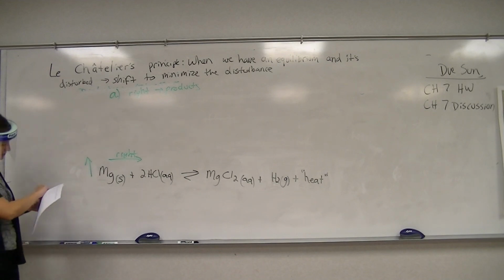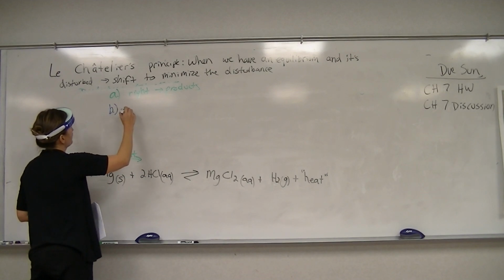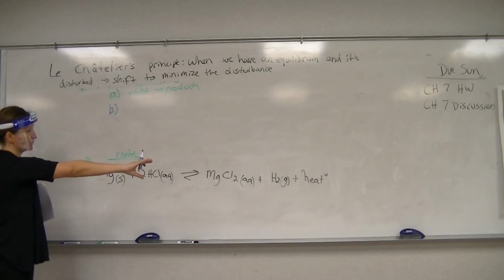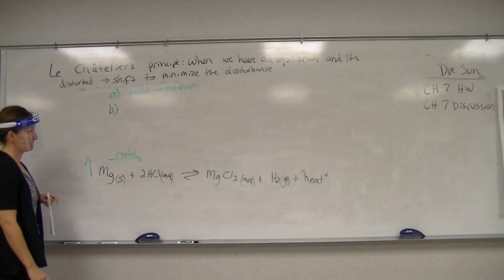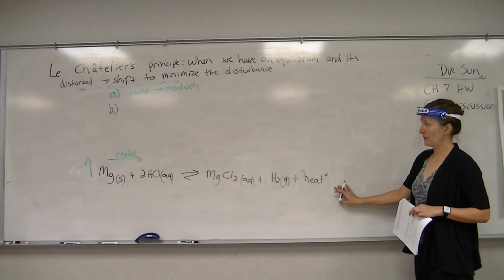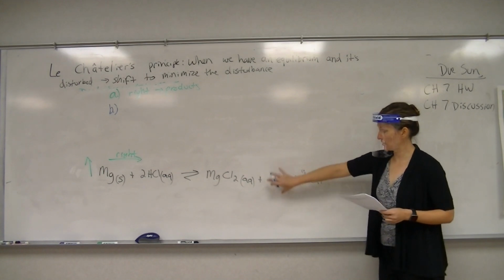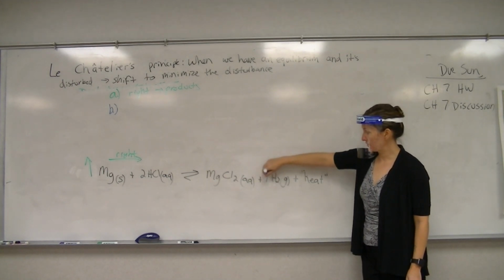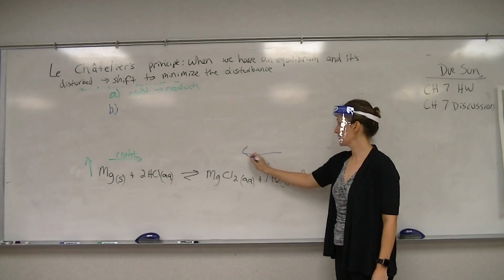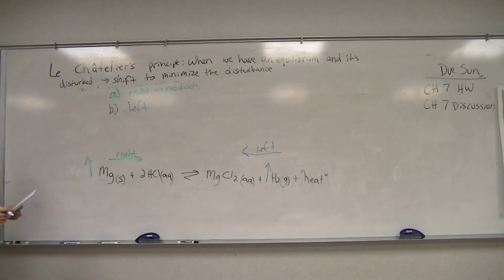Now a separate one, increasing the pressure. Left. So to increase pressure, which one of these reagents are you looking at? Which one is changing? Increasing pressure only affects gases, so we're looking just at H2. And we said we're increasing, so that means it's going up. You want to go away from it, so you're going to the left, towards reactants, to get rid of that extra.